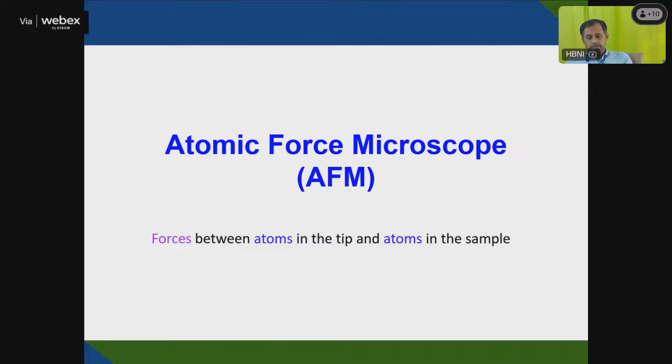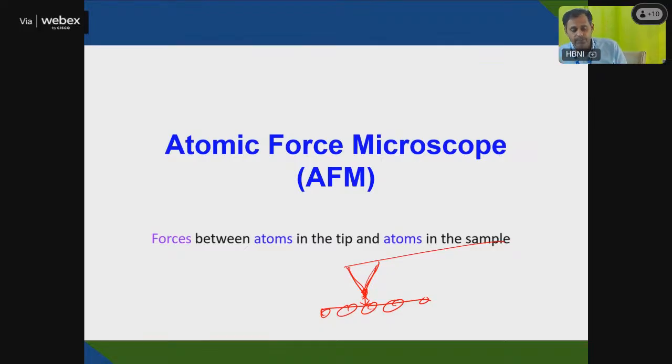This is slightly different from TEM. In normal SEM and TEM we mostly get a 2D image. After reconstructing, you can get a 3D image from TEM, but normally it is 2D. But in the atomic force microscope, we look at the force between atoms and tip. You have a sample layer here, then you have a tip. This is the scanner, the tip is the probe, and this is the sample. From this probe-to-sample interaction, we measure the force between them.